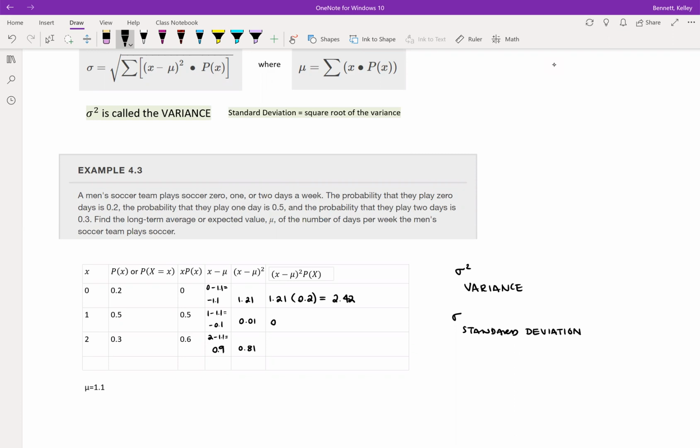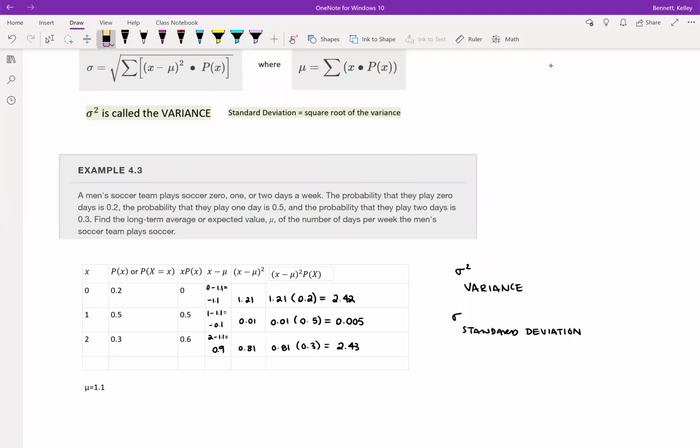I'm going to take 0.01, multiply it by its probability, right? So the 0.5. And that's going to give me 0.005. And then I'll take 0.81, multiply it by its probability, which should give me 2.43. All right, and I made a pretty crucial error on my decimal places. It's 0.242, 0.243. There we are.